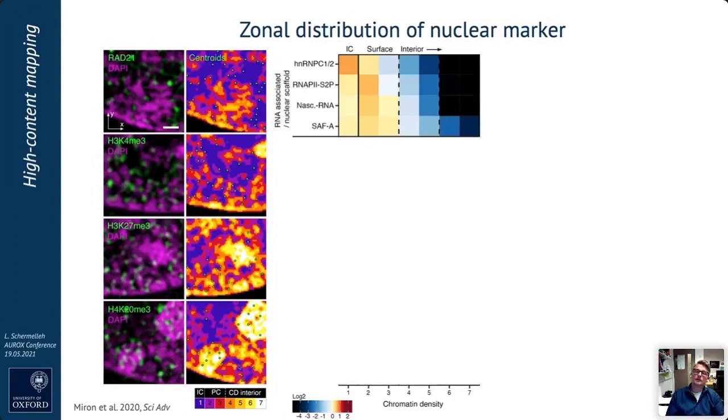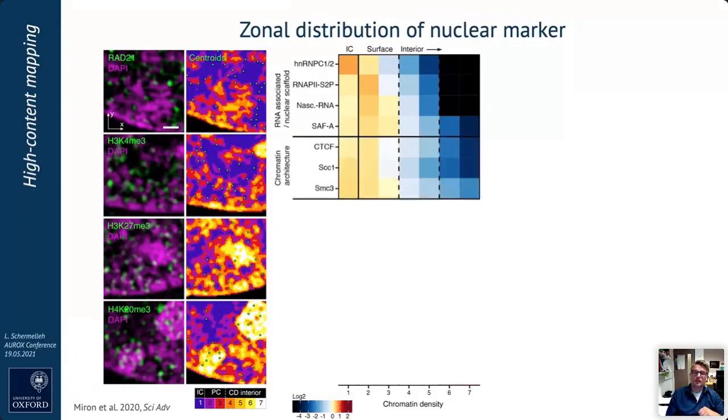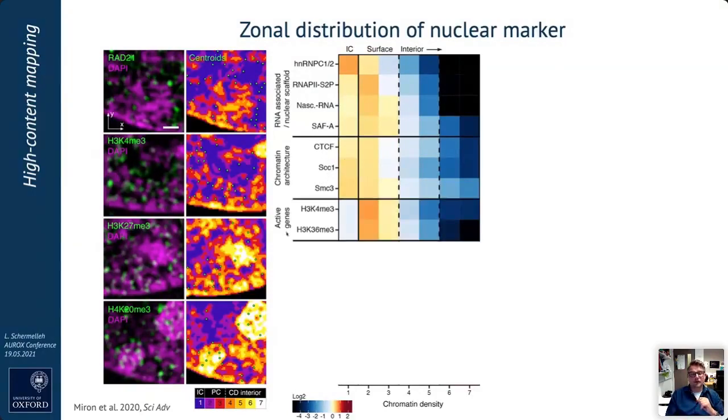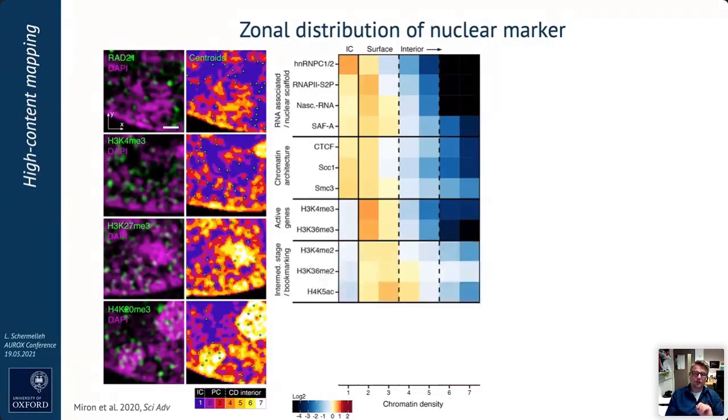So we can visualize this with these kinds of heat maps, and each heat map or each section here are 20 complete, full 3D volumes, 3-color, 4-color, imaged, analyzed, and only one particular cell cycle stage, G1. And basically what we see here is that all RNA-associated factors that we look at are very much enriched at the periphery and the interchromatin space. Similar CTCF and cohesin. But then when we look at active genes, they are pretty confined to the surface of chromatin domains, of course depleted in interchromatin, but also at the interior regions.